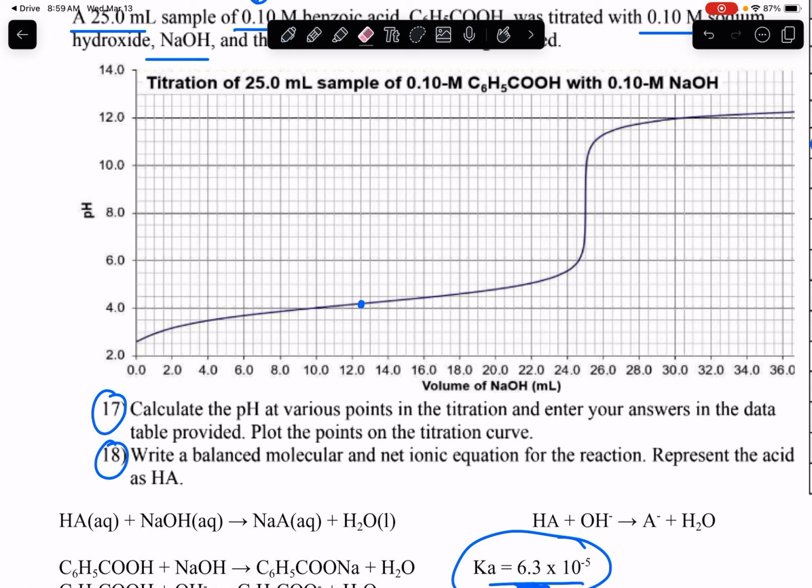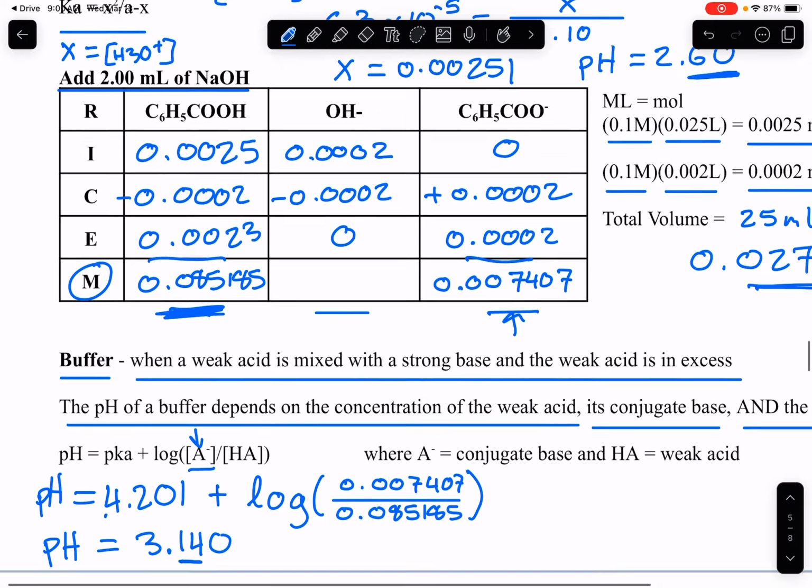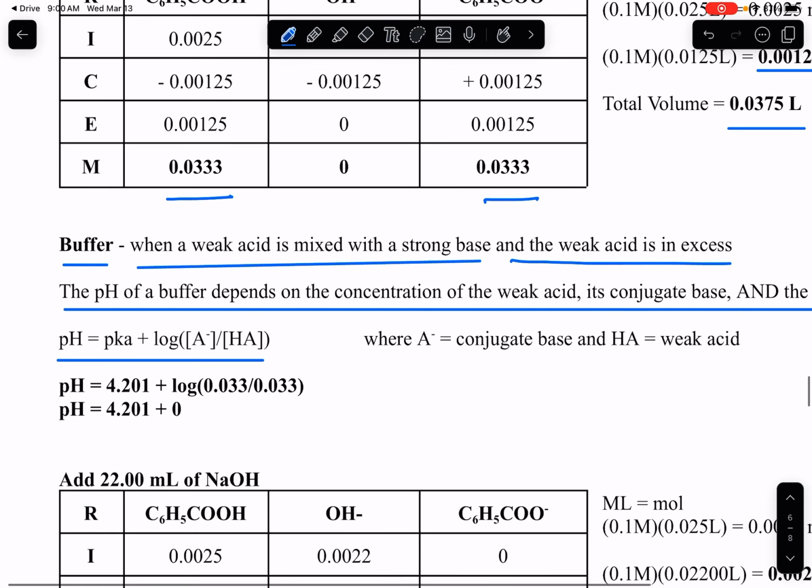So what is special about this is that this is the half equivalence point. We have added exactly half the volume that we need in order to get to the equivalence point. At the half equivalence point, this is important right here, pH is equal to pKa. And that is from the Henderson-Hasselbalch equation, because the log term of this equation is equal to 0.